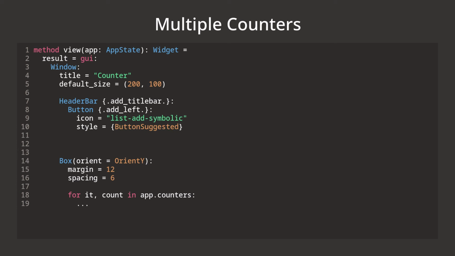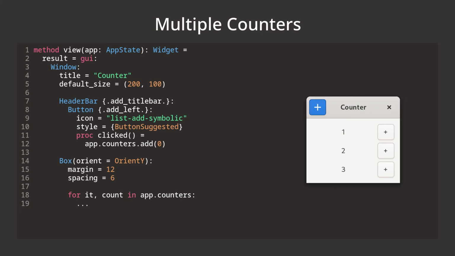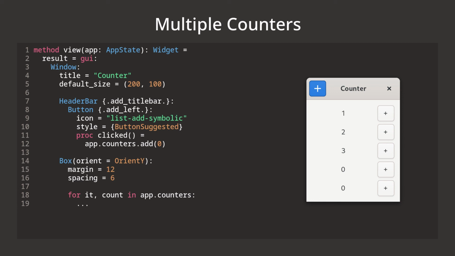It uses the list add symbolic icon, and when we click it, a new counter is added to the app state. When we run our application now, we can add new counters and increment them individually. In this example, you can see the declarative nature of Owlkettle very well. The new counter widgets are added automatically in order to reflect the application state.